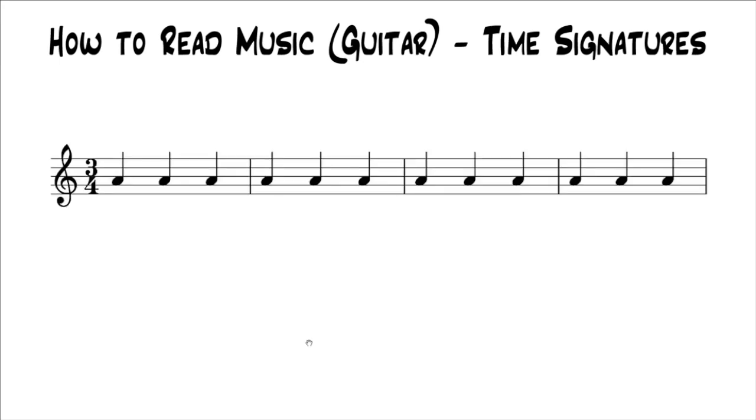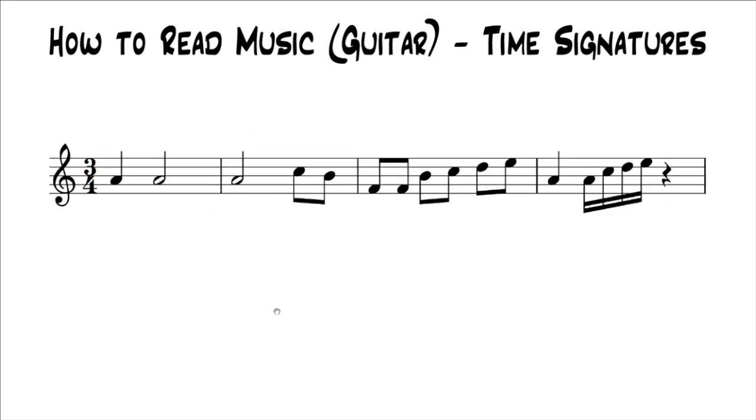And then that would look like this. So the simplest way you could write it is three quarter notes per bar. Because again, this tells you how many beats per bar. This tells you what gets the beat, which is a quarter note. So that would mean you have three beats per bar, which are quarter notes. So then you count this: 1, 2, 3, 1, 2, 3, and so on.